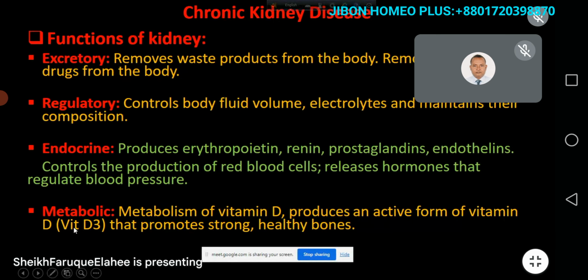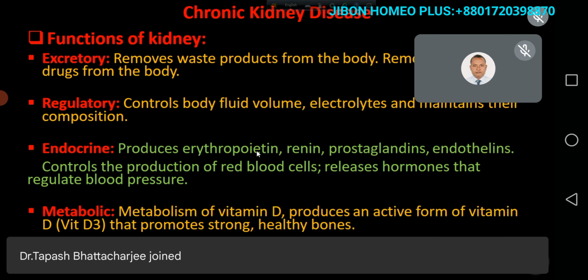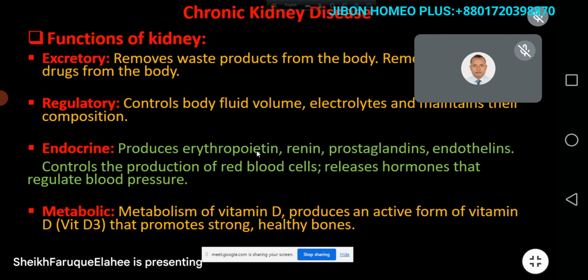What I'll discuss. By producing these things, they control production of red blood cells. This erythropoietin is very important. It is produced by kidney, and this erythropoietin stimulates our bone marrow. You know, our blood is formed from the bone marrow. So this erythropoietin will stimulate the bone marrow. Then only bone marrow will produce red blood cells. Otherwise, you will have anemia.